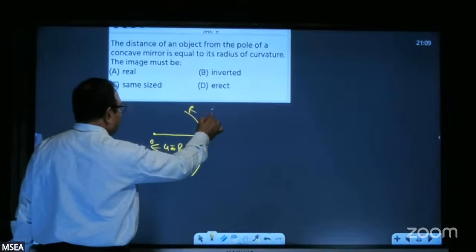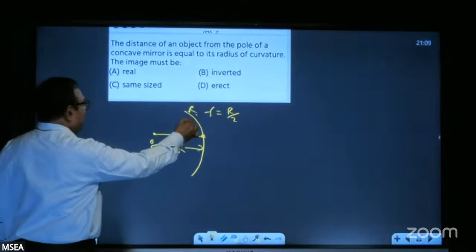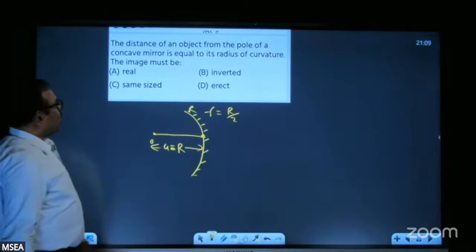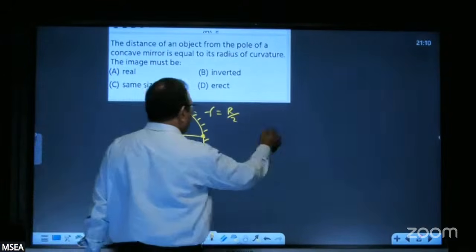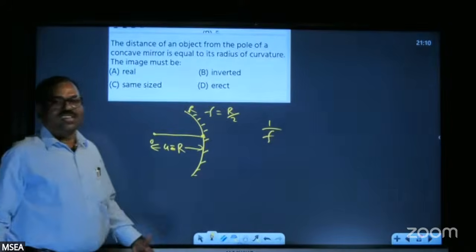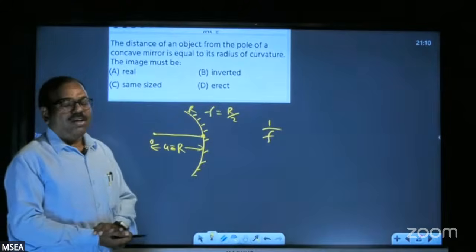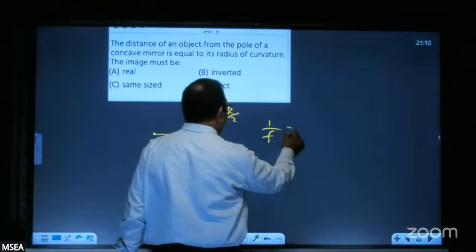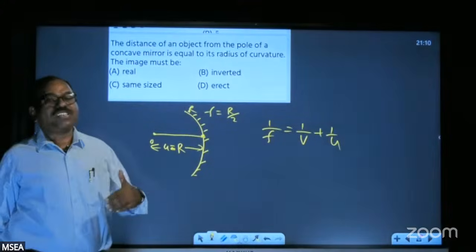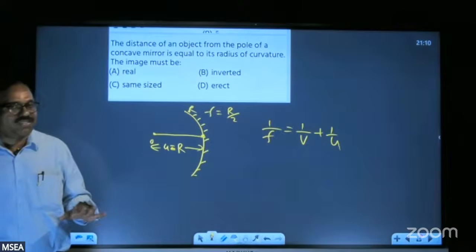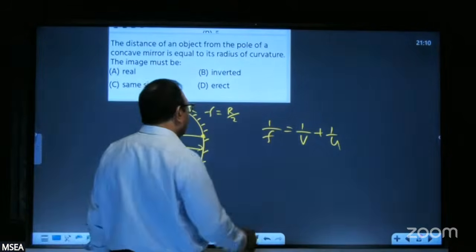If the radius of curvature is r, its focal length is half of the radius of curvature. This is a concave mirror. The image must be... you have to remember the mirror formula to do this question. What is the mirror formula? 1 by f is equal to 1 by v plus 1 by u. Sign convention should be taken, and whichever quantity you are calculating, don't give its value a sign.